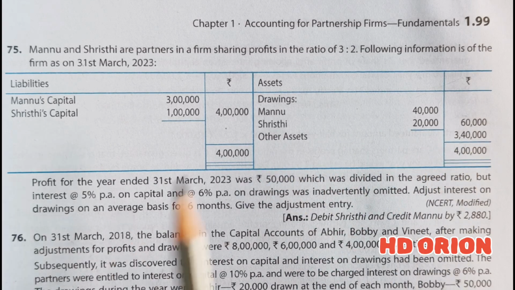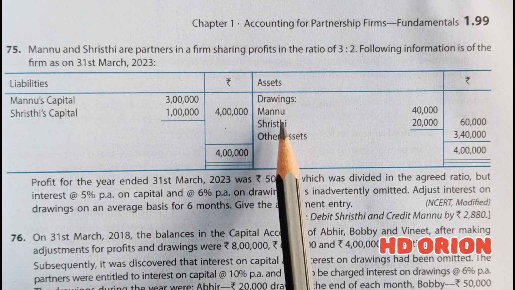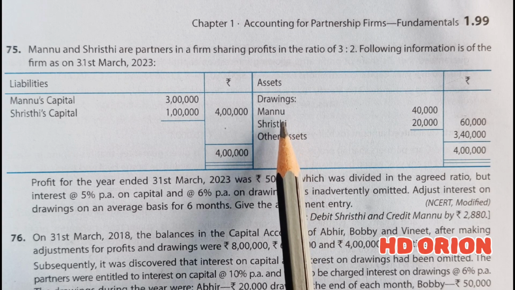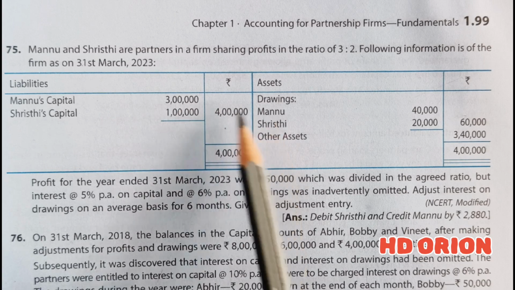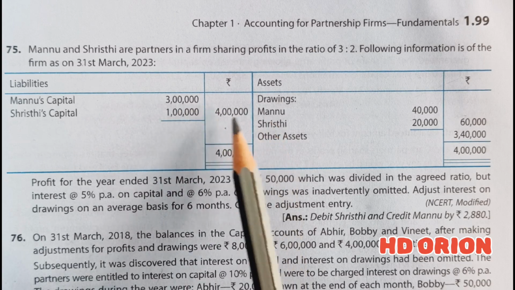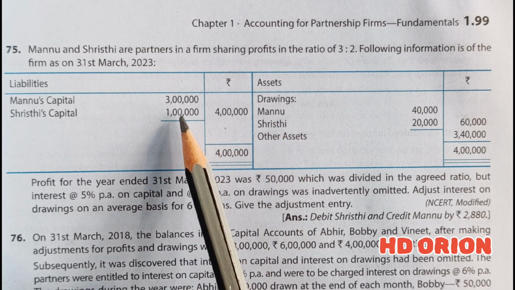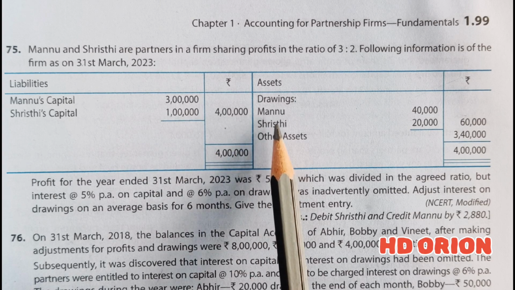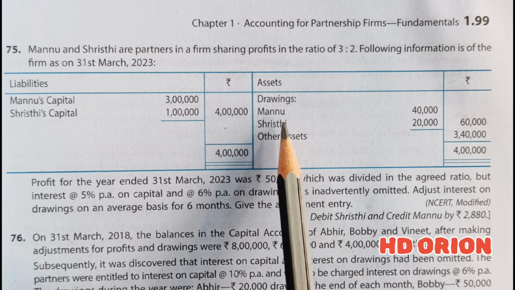3,40,000 is also given. Now the thing is that the drawings are debit balances and they are shown on the asset side. It means drawings are not transferred to capital account. Fine. So this is a different type of question in which drawings are separately shown. So you cannot say that the drawings have been subtracted from the capital. It is shown in the balance sheet as debit balances on the asset side. Fine.